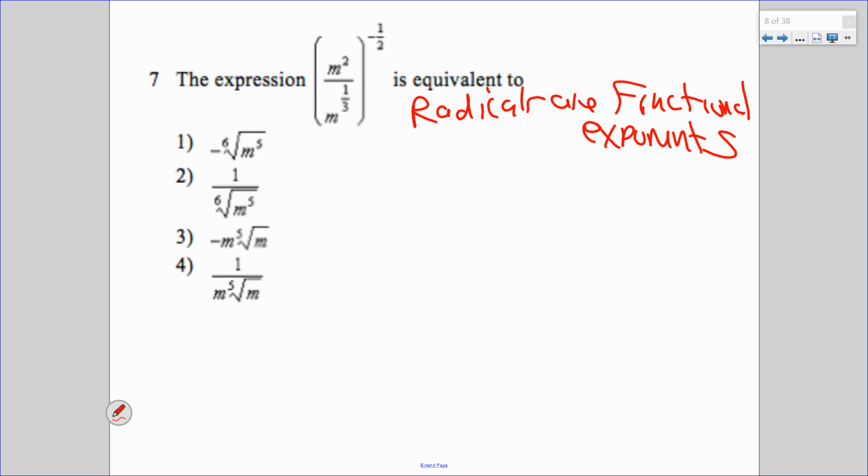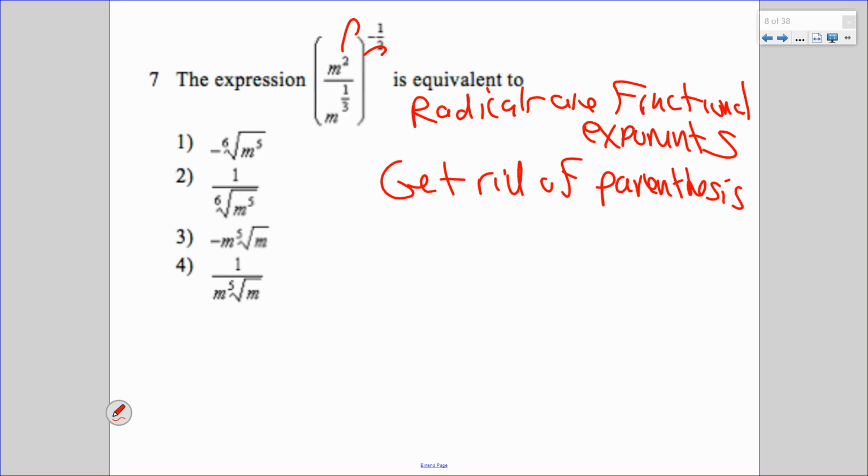There are none here. Next, get rid of parentheses. Are there parentheses here? Yes. So everything inside gets the exponent. So this is going to become, oh, I have enough space here. When I'm raising a power to a power, I multiply the powers. 2 times negative 1/2 is negative 1. 1/3 times negative 1/2 is negative 1/6.